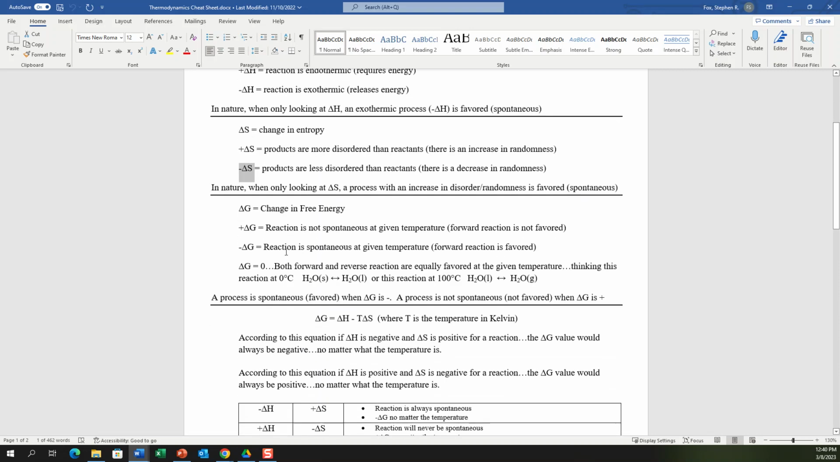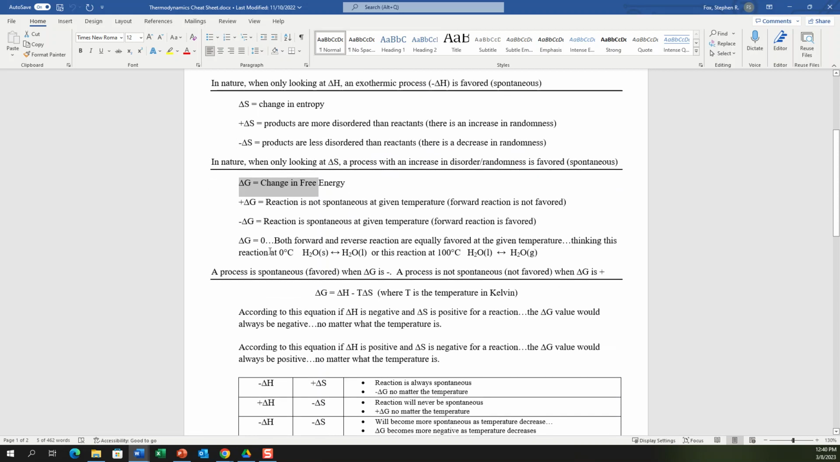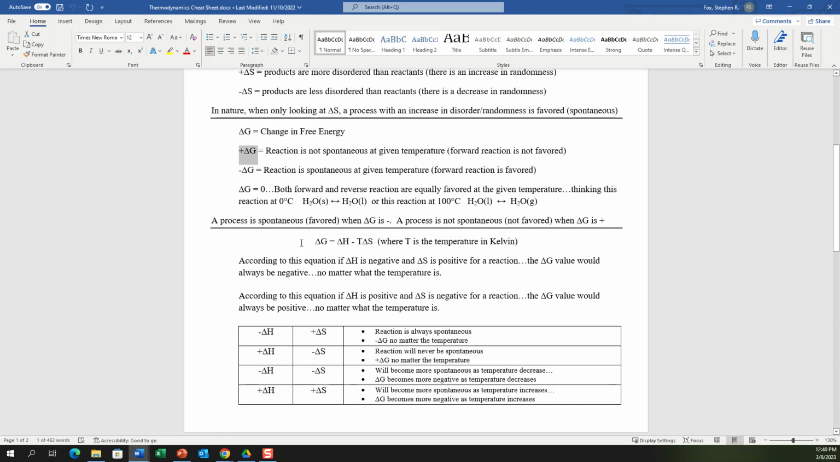Okay. For delta G, it's the free energy change, and really all you want to know is, if you have a negative delta G, that means the reaction is spontaneous. If you have a positive delta G, that means the reaction is not spontaneous. Now, this is an equation that's on your formula sheet. Delta G equals delta H minus T delta S. So one way to calculate delta G is to get a delta H value, get your delta S value, plug in the temperature here, which has to be in the Kelvin scale, and solve for delta G.